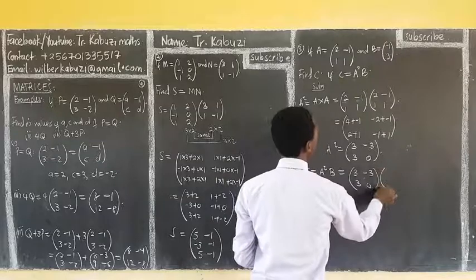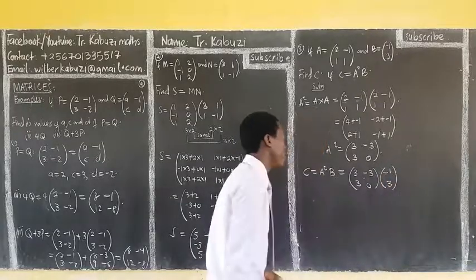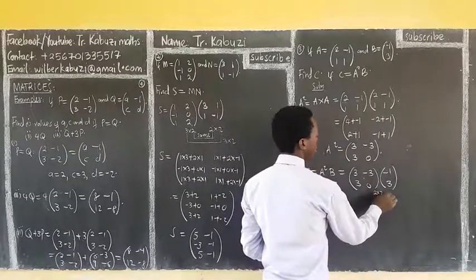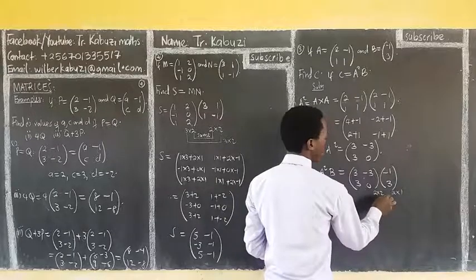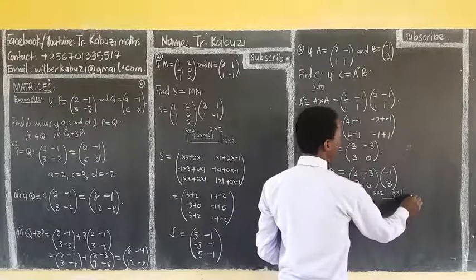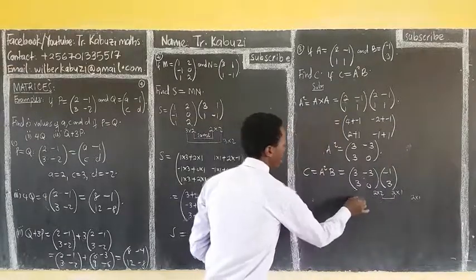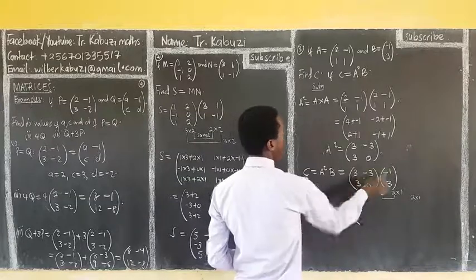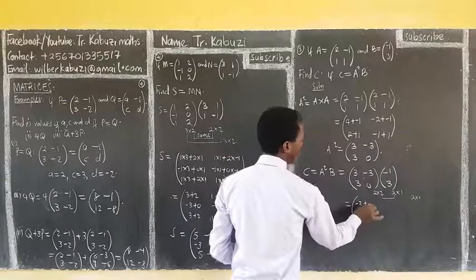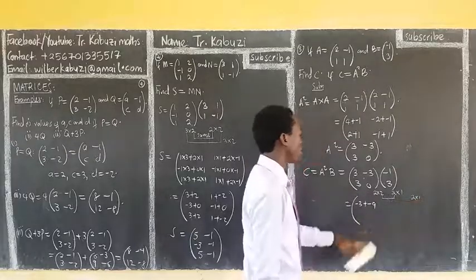So our C is A squared B, which will be our A squared, which is there now, 3, negative 3, 3, 0, times our B, which is negative 1, 3. Now when you look at this, can they multiply? This is a 2 by 2, this is a 2 by 1, and so they can multiply. The inner orders are the same, and the order of the new matrix is going to be 2 by 1. So let us go and see how we can multiply. 3 times this, negative 3. Then plus this times this, you get negative 9. It's going to be 2 rows and 1 column.